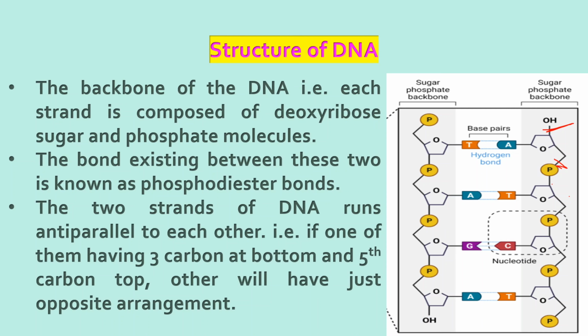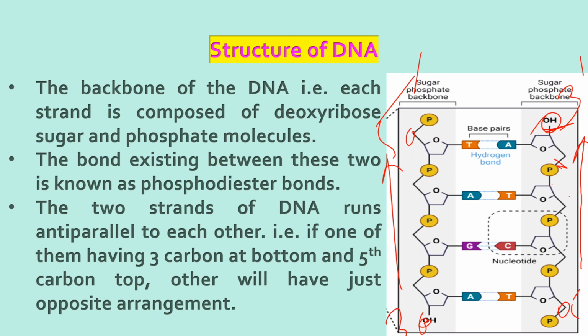Okay, and the two strands of the DNA run anti-parallel to one another. Now, what does it mean? See, this is the fifth number carbon facing upward, and this is the third number carbon facing downward. So this strand is running from 3 to 5. This is called 3 to 5 moiety. On the other hand, here it is the third carbon, and here it is the fifth carbon. So this is running 5 to 3. So this is 3 to 5 and this is 5 to 3.